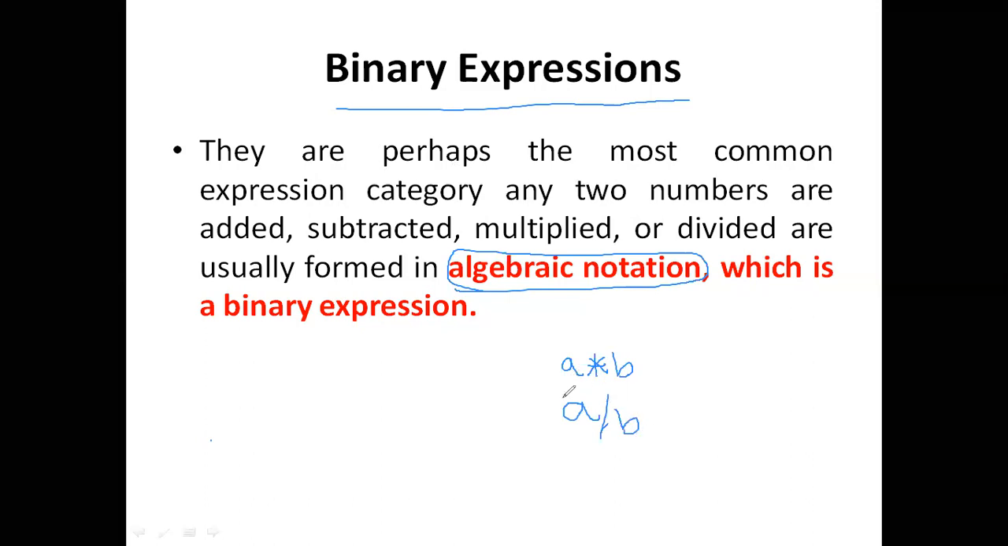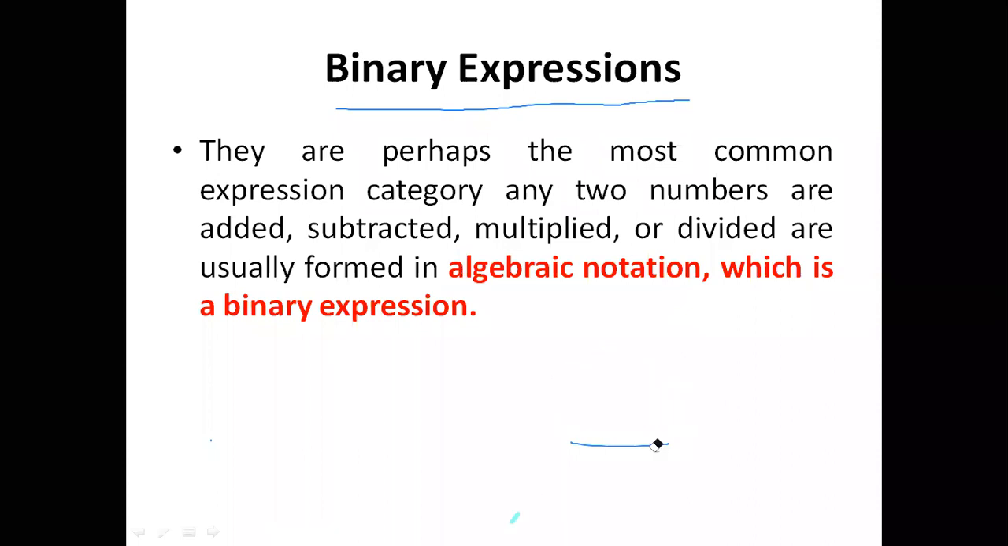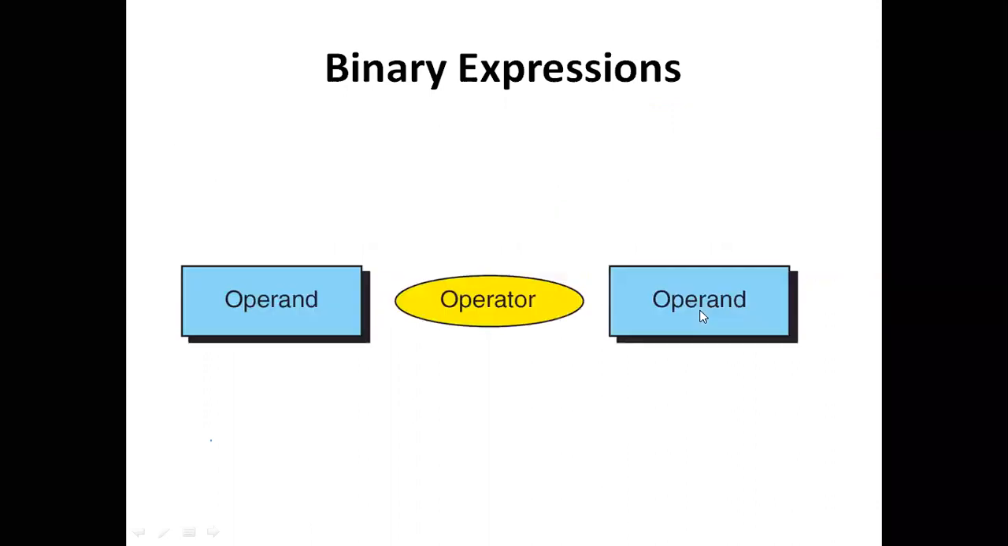This type of expression we call a binary expression. Binary expressions are indicated in algebraic notation based format: operand, operator, operand. Just now what we have written is A * B, where A is one operand, the asterisk is the operator, and B is the other operand.